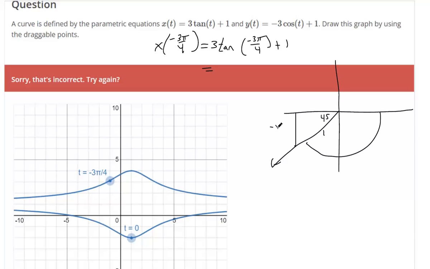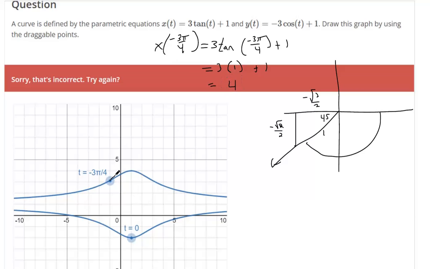So this is going to be negative square root of 2 over 2. It's negative because we're going down on the y-axis, right? And this is also negative square root of 2 over 2. Now we're ready to say what tangent of negative 3 pi over 4 is. Tangent is opposite divided by adjacent, so that's just positive 1. So this is 3 times 1 plus 1. When the parameter t equals negative 3 pi over 4, we got an x value of 4.